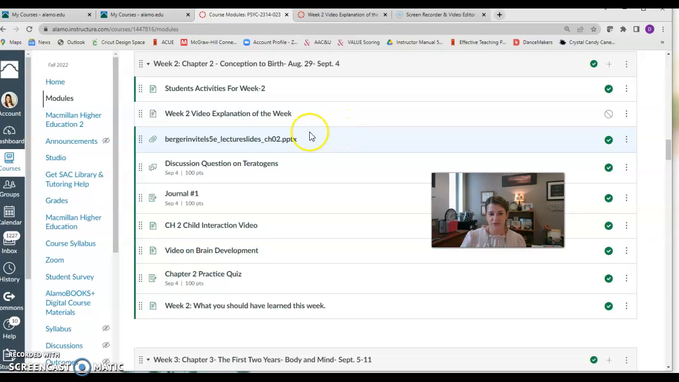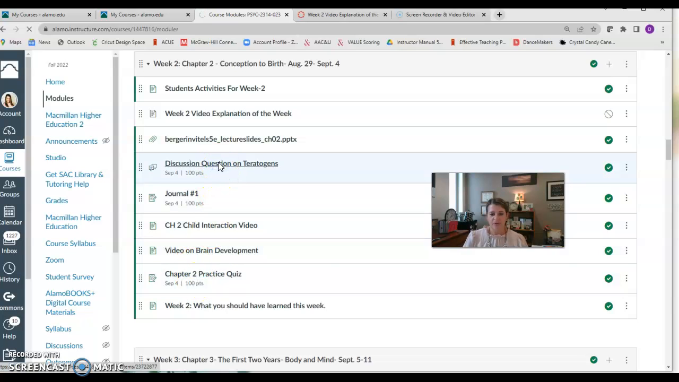In addition to that, let's take a look at what we have in your modules. You have your PowerPoint slides here. There is a discussion question. I'll come back and talk about that. You do have your first journal that is due. I'll come back and talk about that. There are a couple of videos not tied to a particular assignment, but just to help enhance the material for the week. And then your chapter 2 quiz. So as far as assignments, you see the ones with the due dates and the points that they're worth. So you have these two and then your quiz.